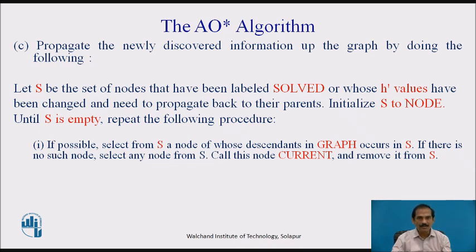Let S be the set of nodes that have been labeled as solved or whose H dash values have changed and need to be propagated back to their parents since the search of the subgraph is over. Initialize S to the node. Until S is empty, repeat the following procedure. If possible, select from S a node none of whose descendants in the graph occurs in S. If there is no such node, select any node from S. Call this node current and remove it from S.